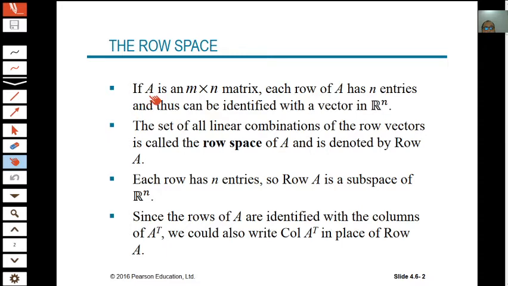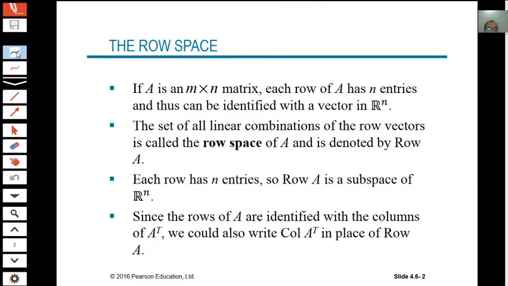Okay, if a matrix A is an n by n matrix, each row of A has n entries and thus can be identified with a vector in Rn, since we have n components for each row of the matrix A. So each row of this matrix can be considered as a vector in Rn. The set of all linear combinations of the row vectors is called the row space of the matrix A, and it is denoted by row A.